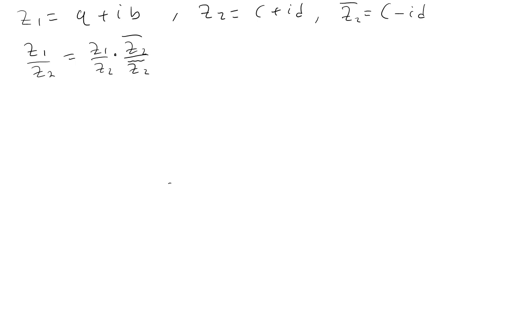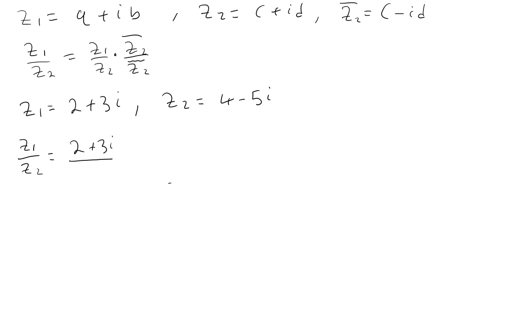So let's give an example. Suppose we have z1 equal to 2 plus 3i, z2 equal to 4 minus 5i. And we want to compute z1 divided by z2, which is 2 plus 3i divided by 4 minus 5i.